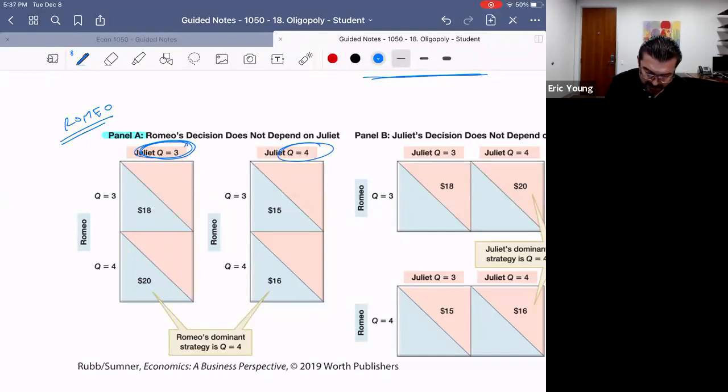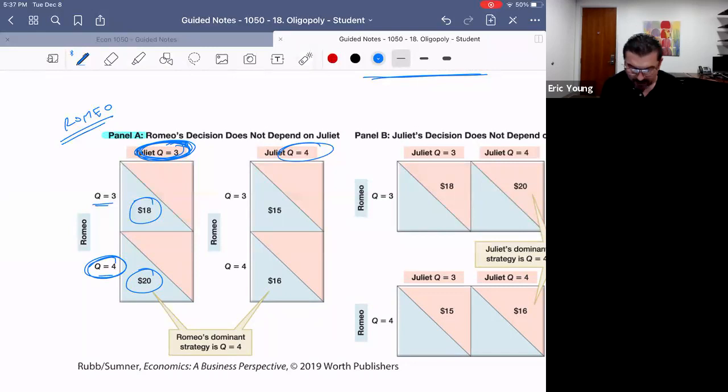Let's say that Juliet makes 3 units. If Juliet makes 3 and Romeo makes 3, Romeo makes $18. If Juliet makes 3 and Romeo makes 4, Romeo makes $20. So clearly, if Juliet makes 3, Romeo's best bet, make 4.